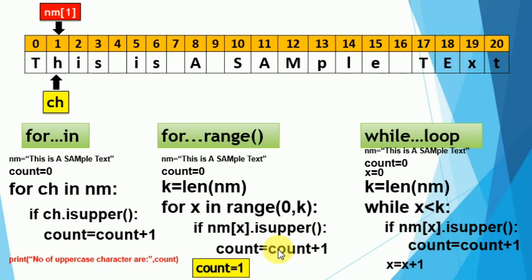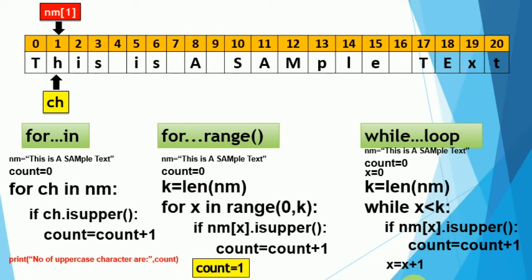Now what happens if ch.isupper? Where is ch sitting now? In the second one, that is h. H is a smaller letter. And nm of 1, nm of x is incremented. Here also you have seen x plus 1. So nm is sitting at h. Is h an uppercase? No. So it will not get inside that. It will jump out and move again back to the loop. So it is not going to be read out.